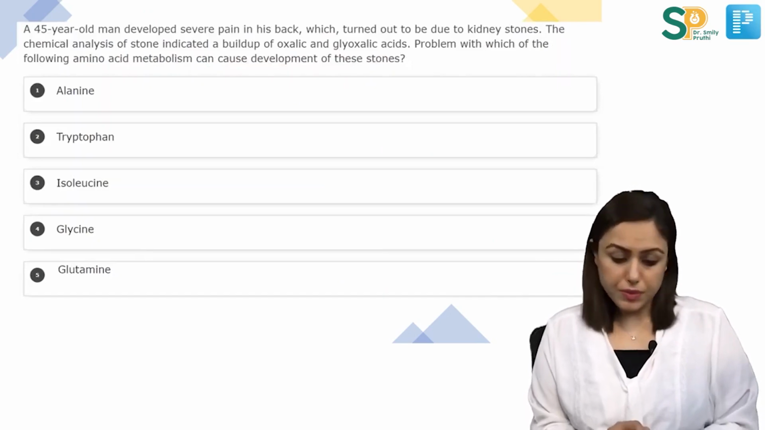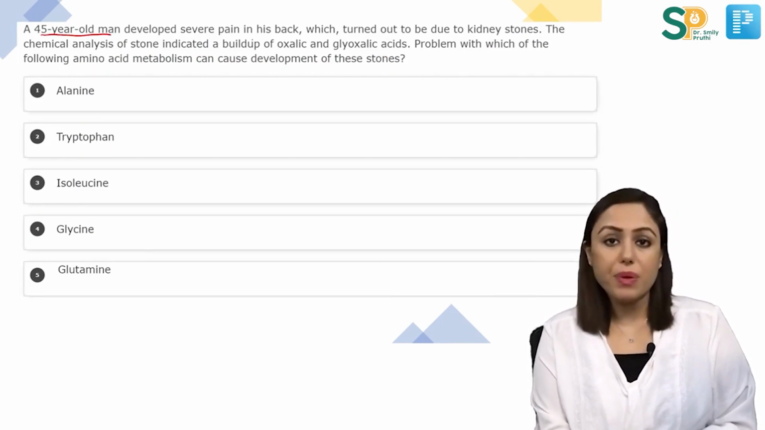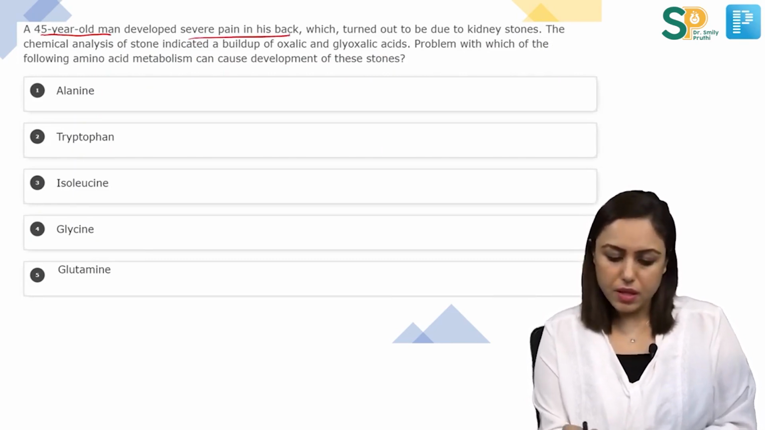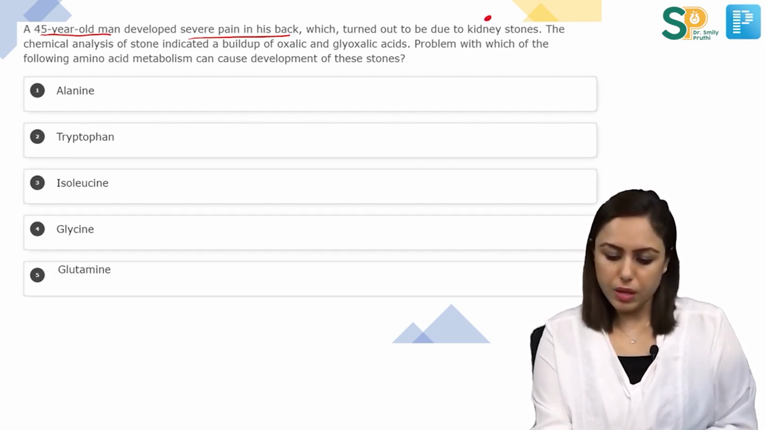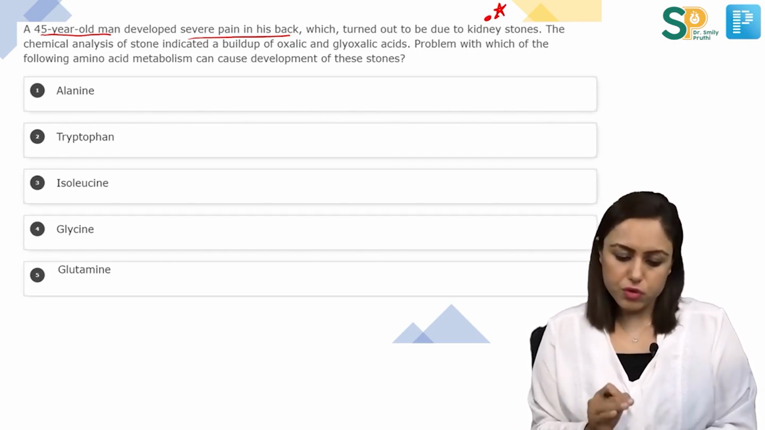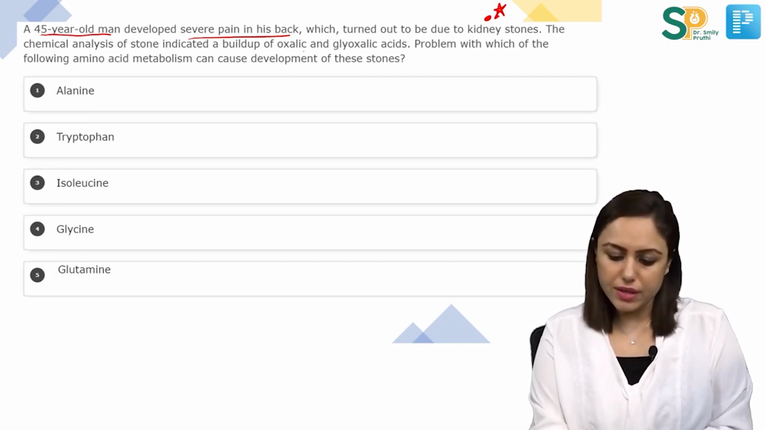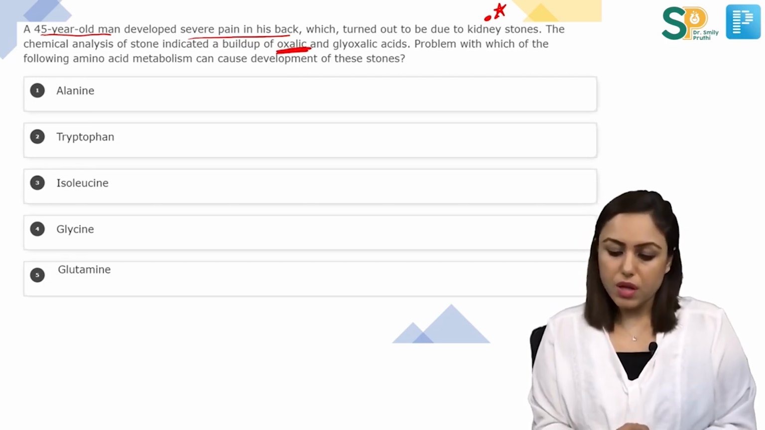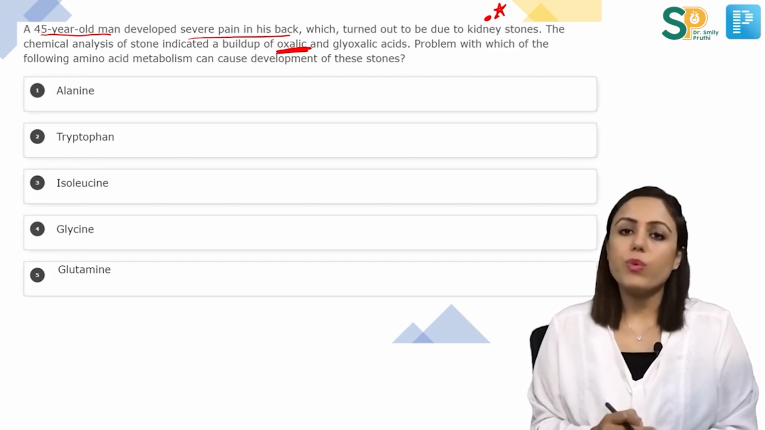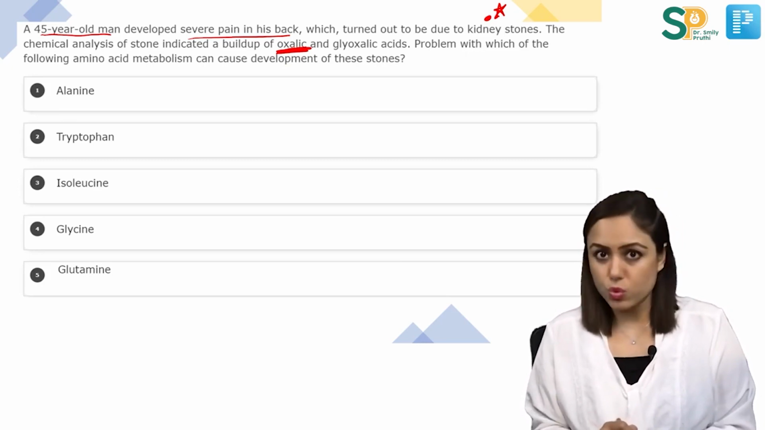Coming to the next question, a 45-year-old man developed severe pain in his back, which turned out to be due to kidney stones. So, one main key point here is kidney stones. The chemical analysis of stone indicated a buildup of oxalic and glyoxalic acid. So, oxalic acid written here is very, very important. Problem with which of the following amino acid metabolism can cause development of these stones?